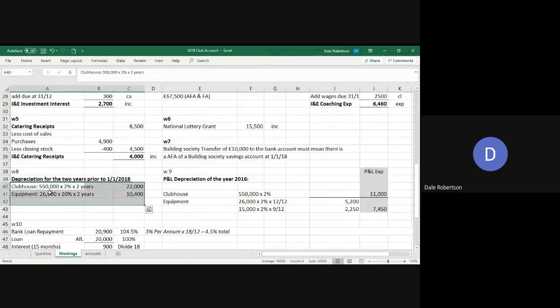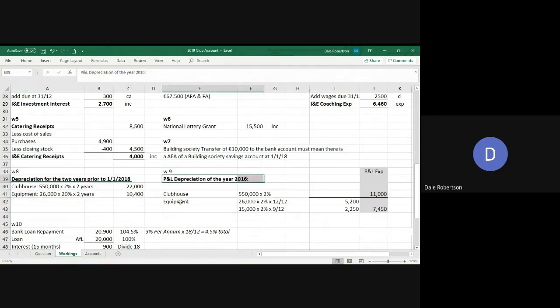Well, you take your clubhouse and you get 2%, and that's by 2 years, which is 22,000. And your equipment 26,000 by 20% by 2 years is 10,400. Both of those numbers are subtracted from the accumulated fund asset to get the book value at the start of the year. They've already been worn down by that much. And that's similar to service fund accounts. And of course, then this year's depreciation.